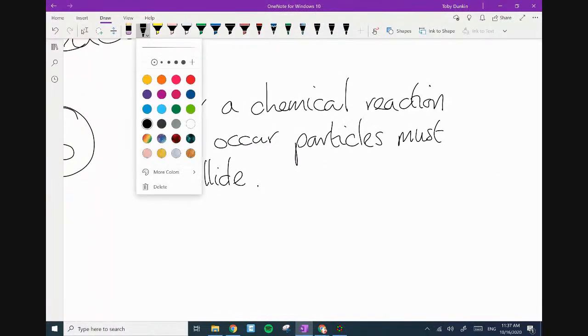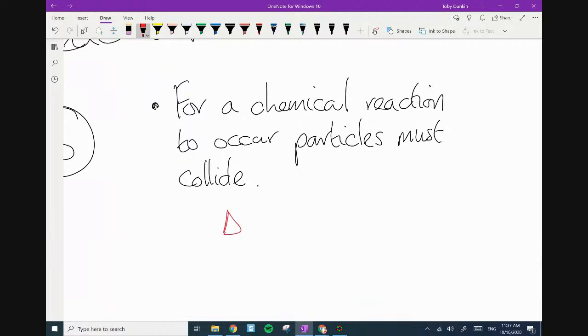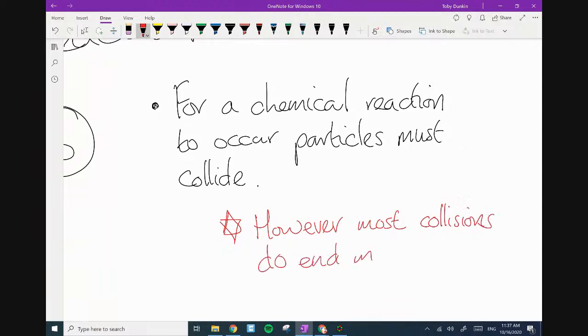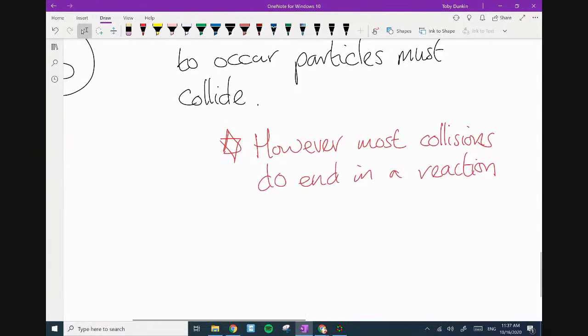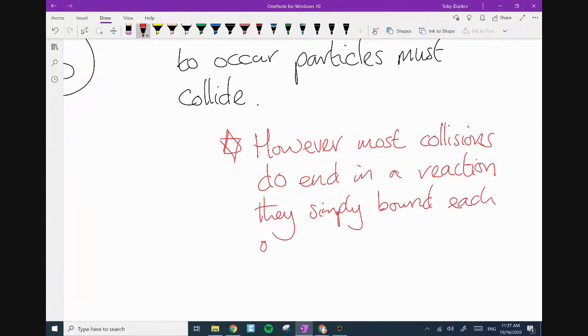However, there's a big thing. I'm going to put this in red. However, put it in a star. However, most collisions do not end in a reaction. They simply bounce off each other and move off in a different direction.